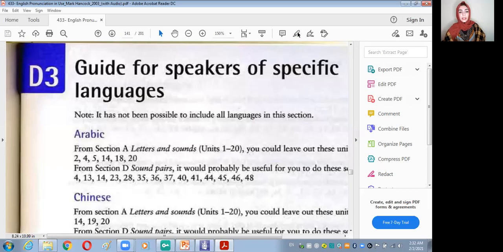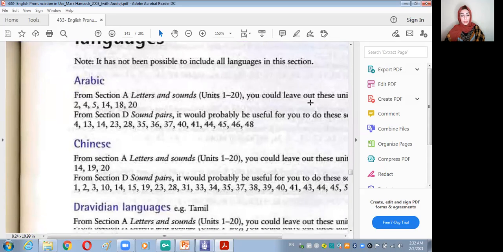This section can help many speakers of other languages who are learners of English. This is like a guide for speakers of specific languages. As you can see here, it is made for Arabic people, from section A, letters and sounds, units 1 to 20. These units are designed for people who speak Arabic, and other units in this book will be designed for Chinese people and others for other languages. So as you can see, the Cambridge series are used by different nationalities, so they are designed to help many languages.